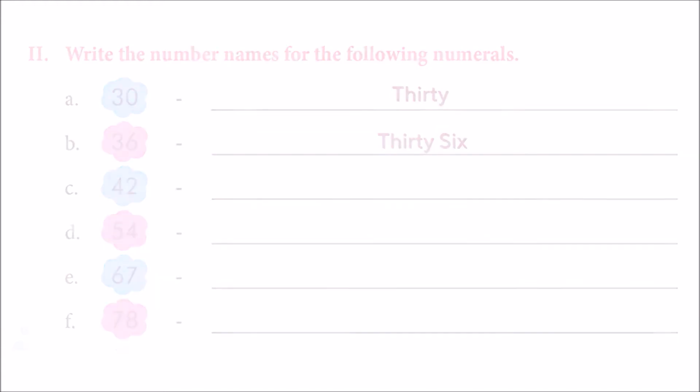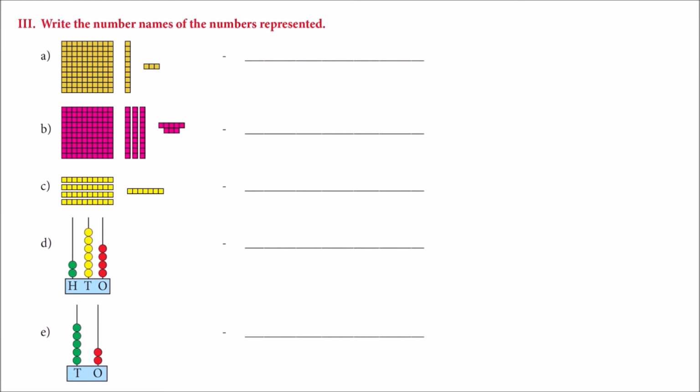Alright, let's move on to page number 43. Write the number names of numbers represented. Alright, let's take a look at this. The first one, there is a box of tens. So if you count the tens, there are about 100. And in the place of tens, there is a single 10 box. And then in the place of ones, there is a 3. So your answer will be, so all you have to do is count the boxes like you did in the previous class. You will get the answers.